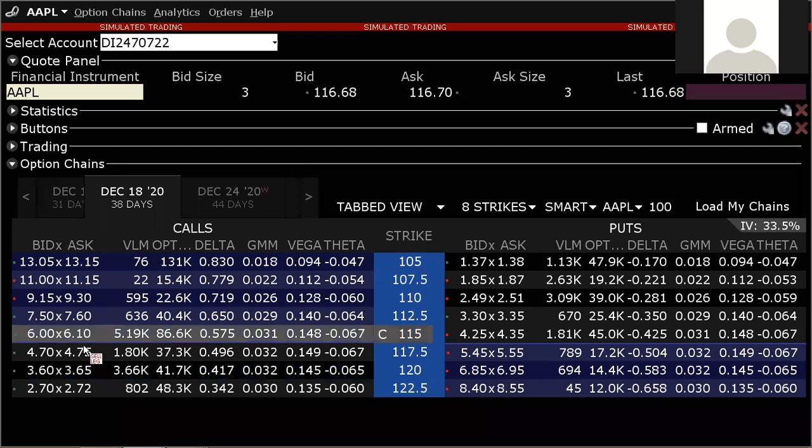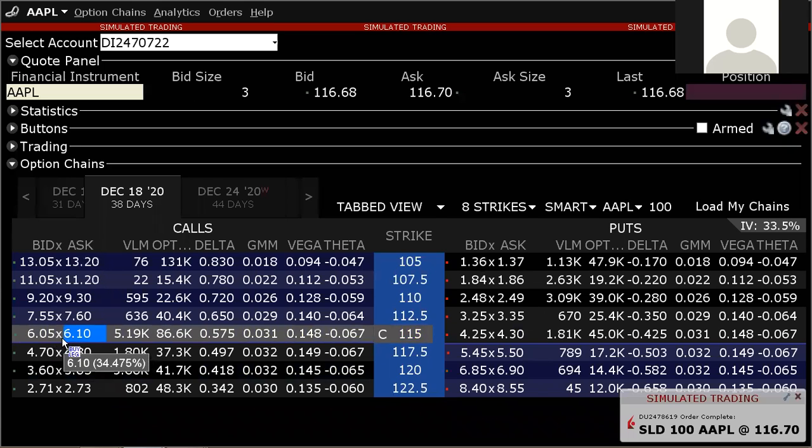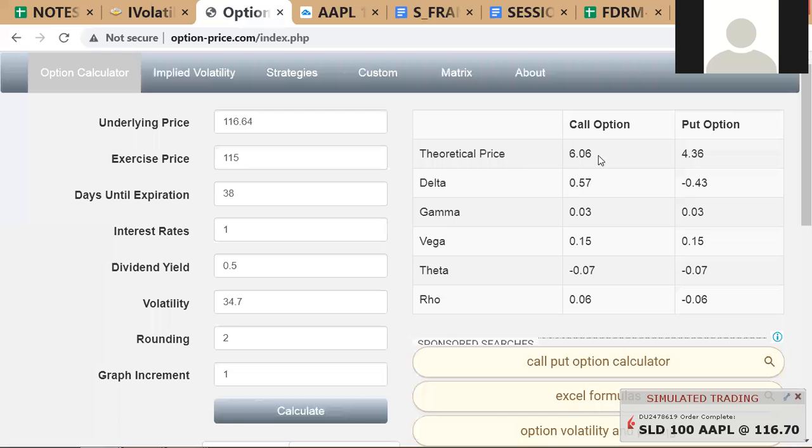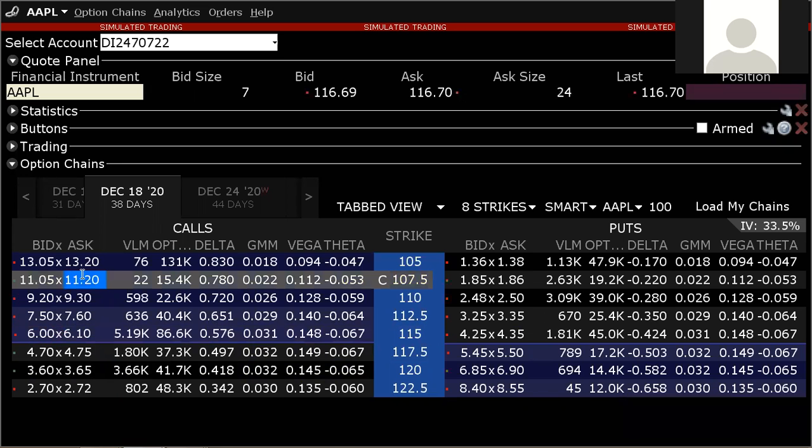Okay, so 606. Now you see it's much closer. 605 is the mid price, so that's the price around 606. Okay, so everybody understands the second way of doing the I-Vol calculation.